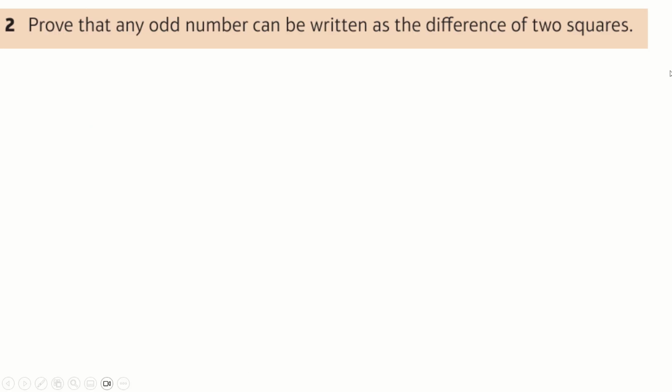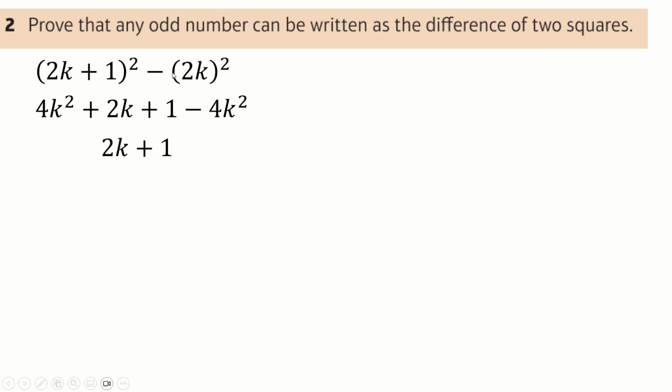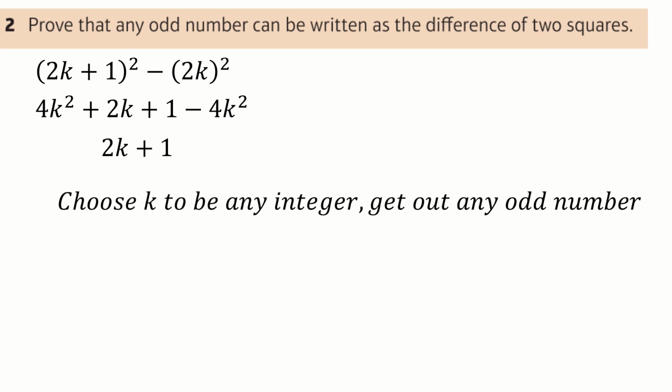Excellent. Prove that any odd number can be written as difference of squares. Take one square and another square that's immediately above it, and if you take them away, look what happens. It's great. You get this, which is an odd number. So you just choose k to be any integer you want, and this number squared minus this number squared will just give you any odd number that you want at all, which is cool.